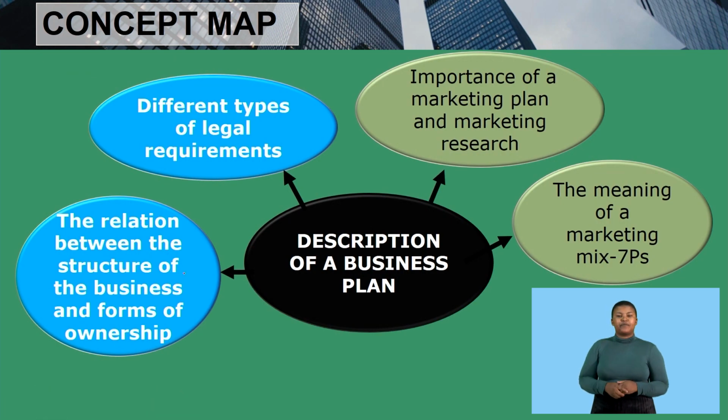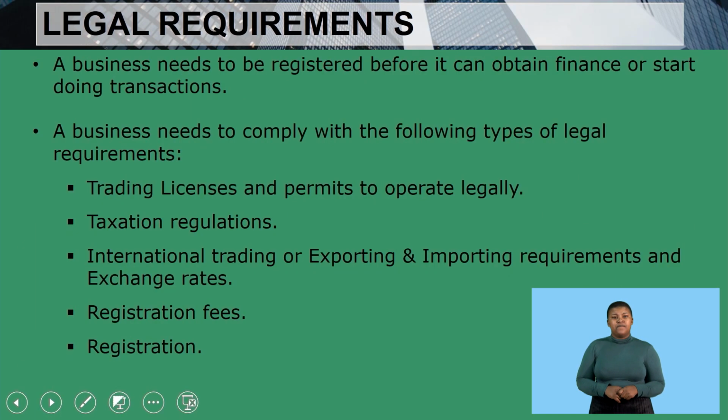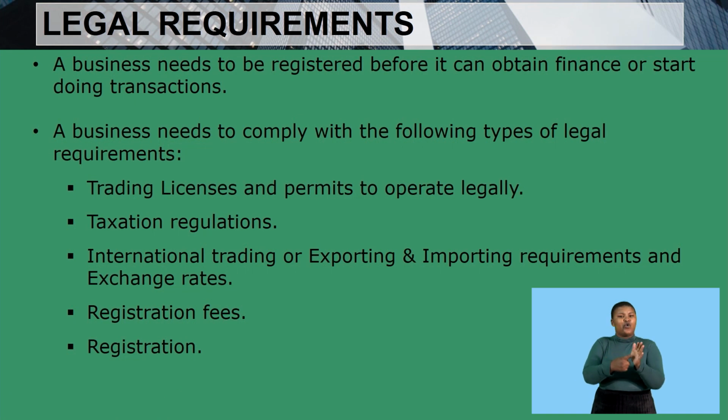All right, now we are done with the relation between the structure of the business and the forms of ownership. So like I said, it's important to make a wise decision with regards to the type of form of ownership, because that will then decide on the structure of the business that you are choosing. Then we're going to the second part of it, which is the different types of legal requirements. So by legal requirements, it says here a business needs to be registered before it can obtain finance or start doing transactions. So that way we can tell whether this is a formal or an informal business.